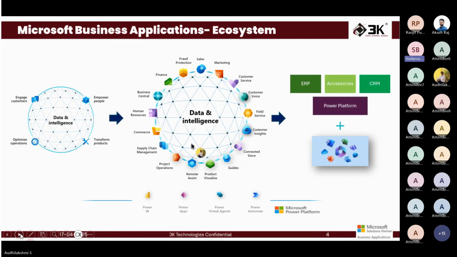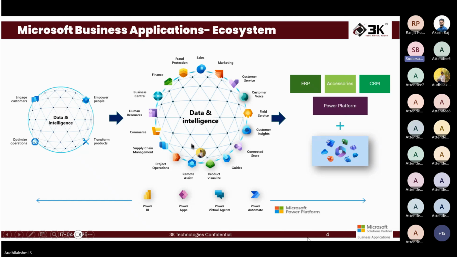So I'm moving to the next slide. What we are going to talk about is this particular slide, which shows the Microsoft Business Applications ecosystem with data and intelligence at the core. The goal is to help businesses engage customers, empower people, optimize operations, and transform products. In the middle, you can see core applications like sales, marketing, customer service, finance, and supply chain. It is more than 20 applications all working together in a connected environment.